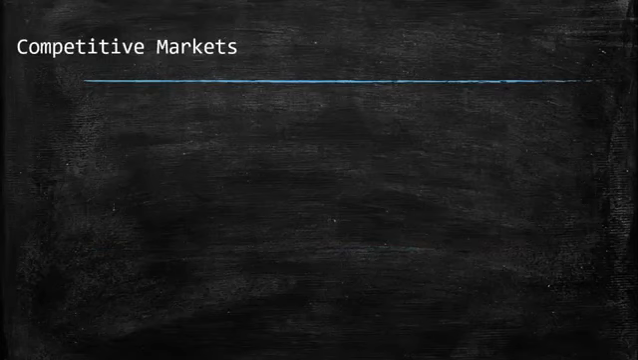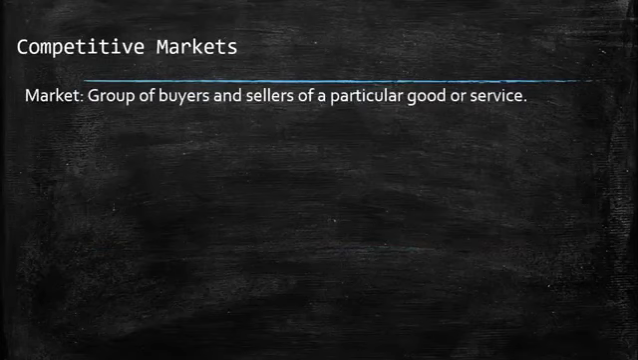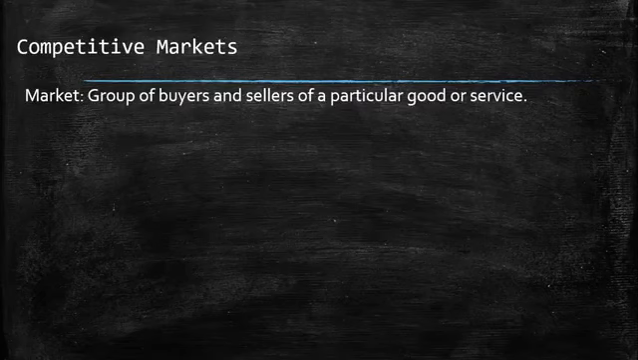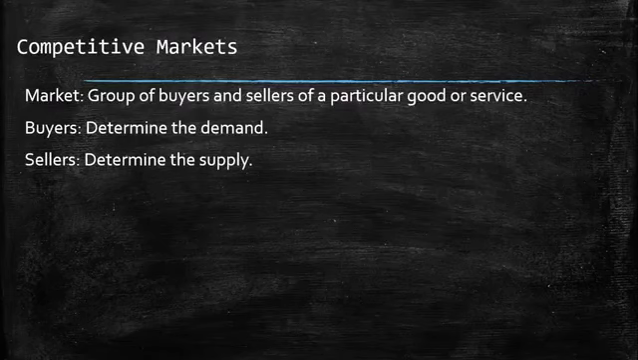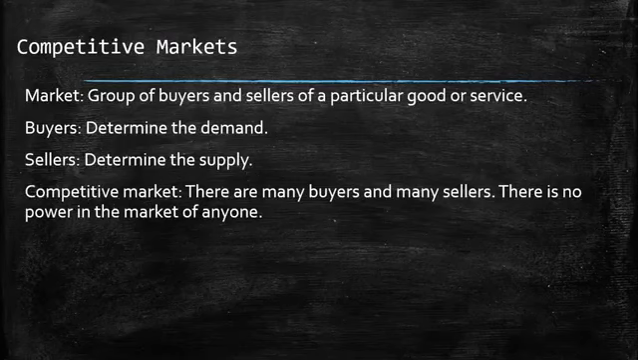So we have to talk about competitive markets. Before that we need to understand the definition of a market. A market is a group of buyers and sellers of a particular good or service. The buyers determine the demand. On the other side, we have the sellers. They determine the supply. The particular characteristic of a competitive market is that there are many buyers and many sellers.